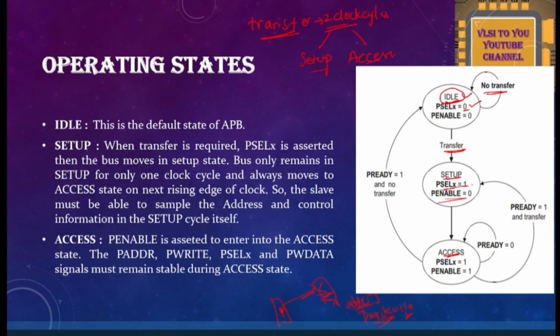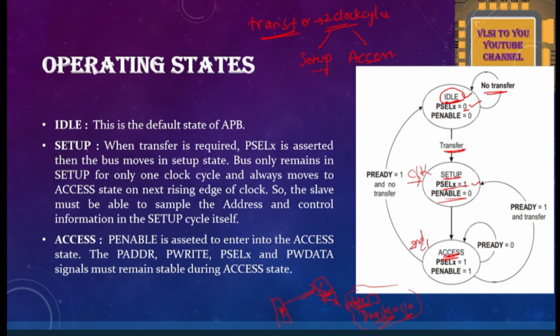Here PENABLE is 0. That means the slave is selected and all these are getting readied, but the master didn't send anything to the slave yet. I have selected the slave, but it takes some time in order to transfer the data. That time is access. This setup happens in one clock cycle, and in the second clock cycle the access phase is going to happen.